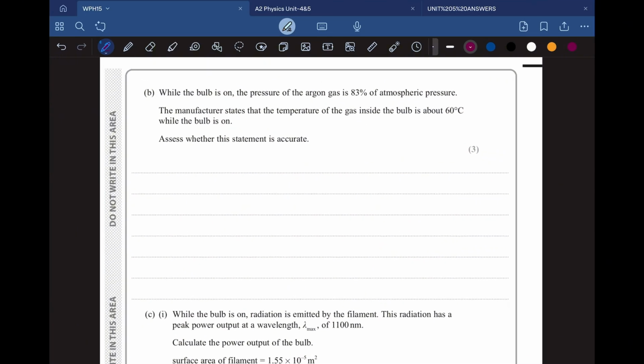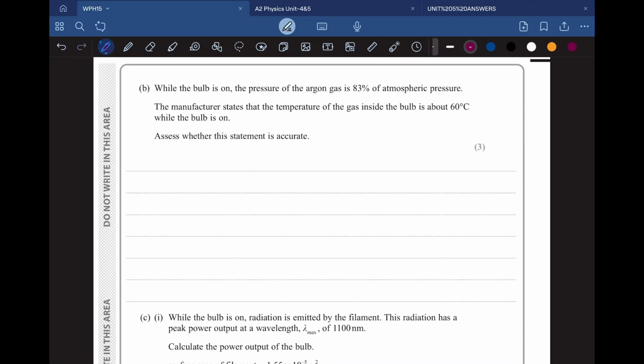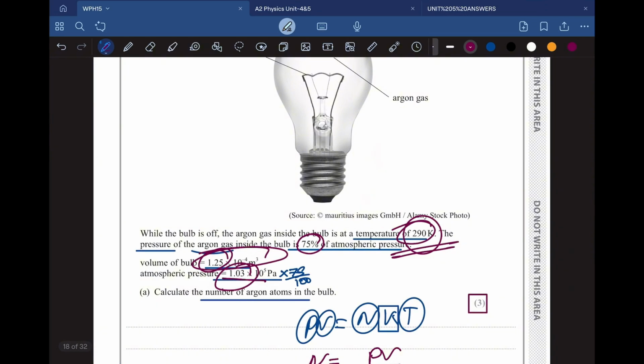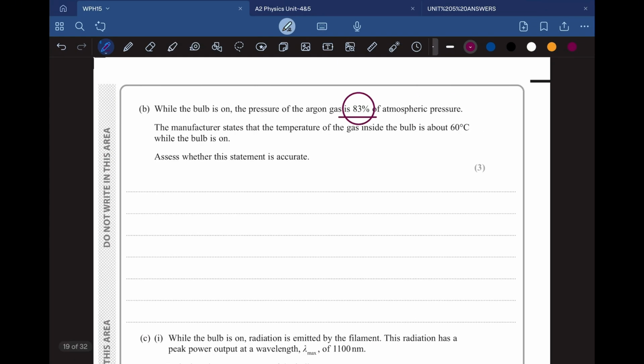Now moving on to the next part, it says when the bulb is on, the pressure on the argon gas is 83% of the atmospheric pressure. So this is the pressure on the argon gas when the bulb is on, and this pressure was normally the pressure on the argon gas inside the bulb, but now it is when the bulb is on. The manufacturer states that the temperature of the gas inside the bulb is about 60 degrees Celsius while the bulb is on. Assess whether this statement is correct.